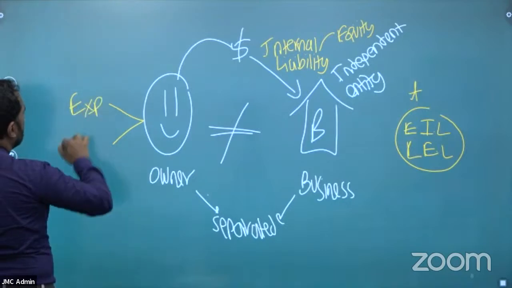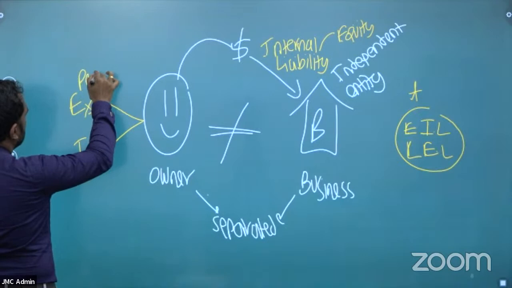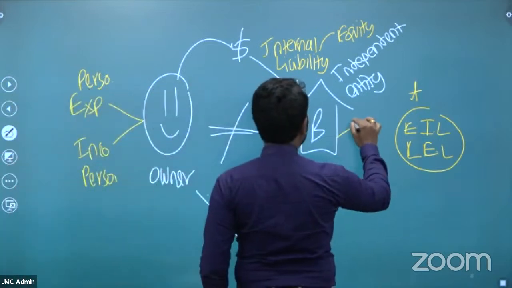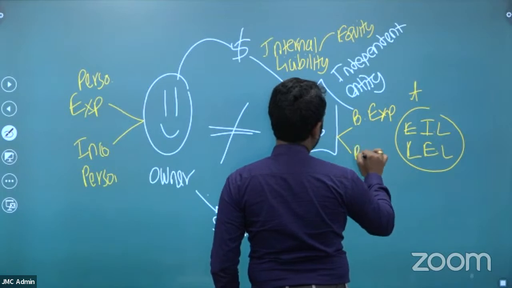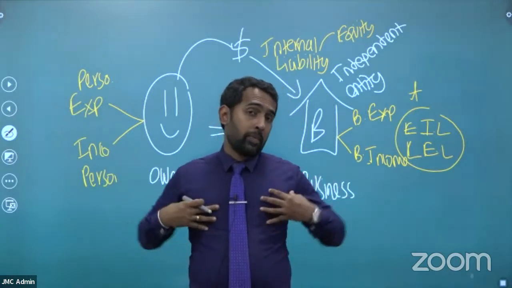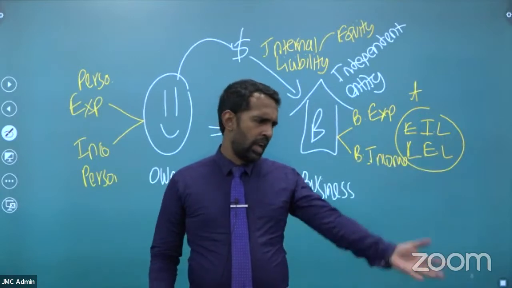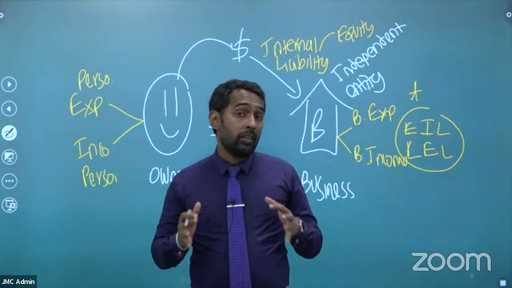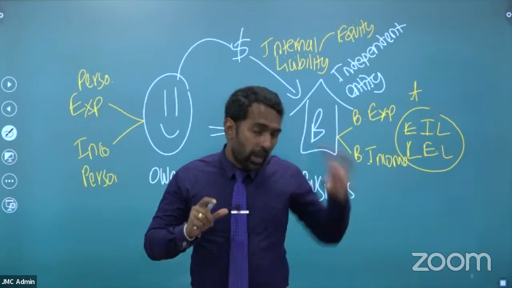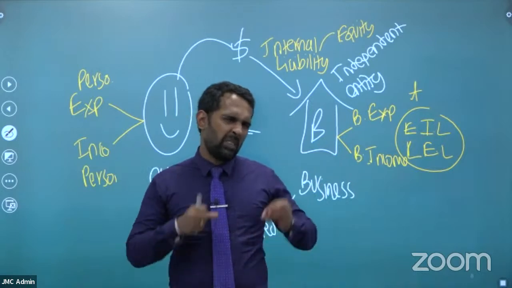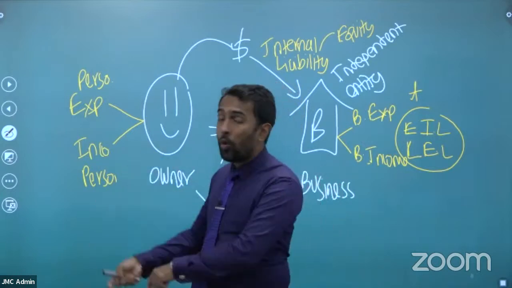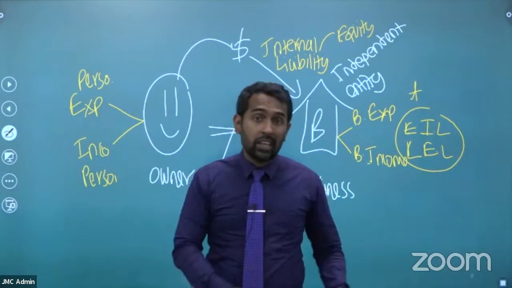Now this owner has his own expenses and his own income, his personal expenses and other personal income. The business has business expenses and business income. Business is a separate person, so I have my own income and my own expenses. In the business we have to treat them separately, right? I'm going to provide information about my business income and business expenses that I have to report. I'm not going to incorporate the owner's income and expenses in my financial statement as my income or my expense. No.